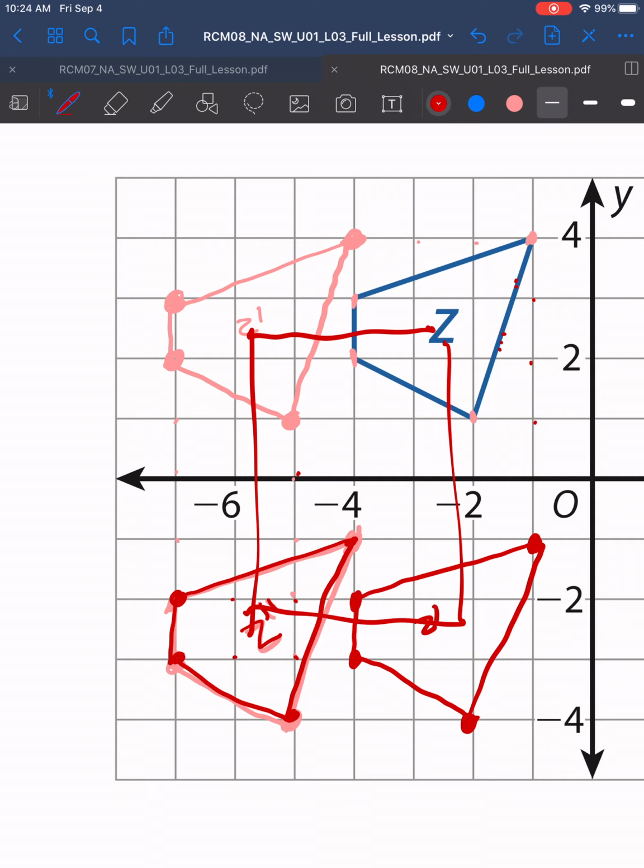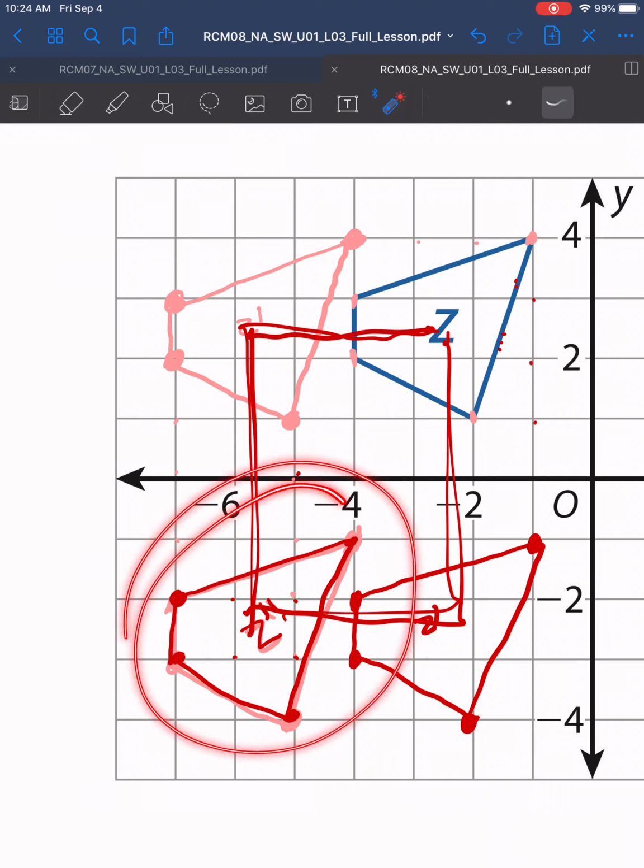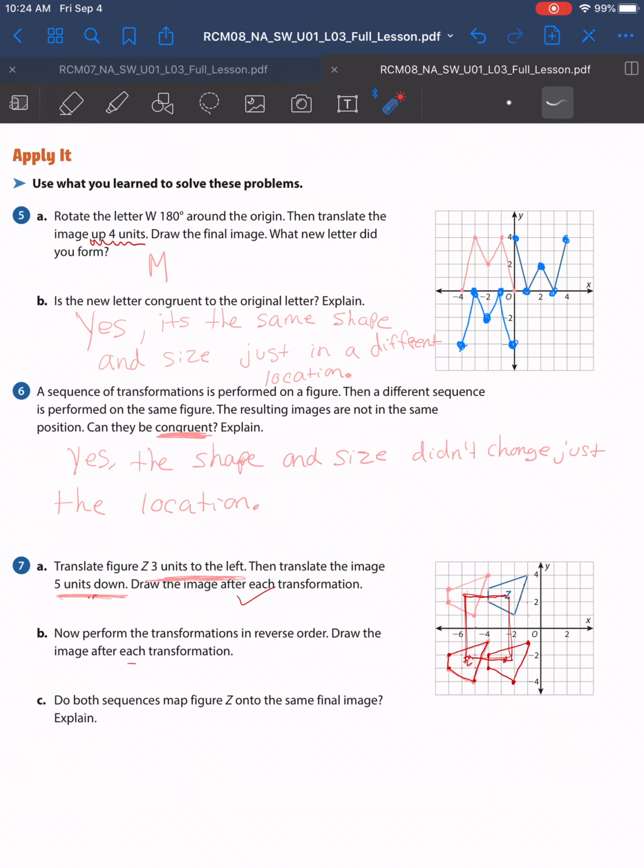And that makes sense, right? It doesn't matter which way I go. I could go over then down, or I could go down then over. It's still going to land on the final new image right there, okay? Okay, so draw the image after each transformation. So now we can put a little check mark, say we did that. Do both sequences map Z onto the same final image? Yes.